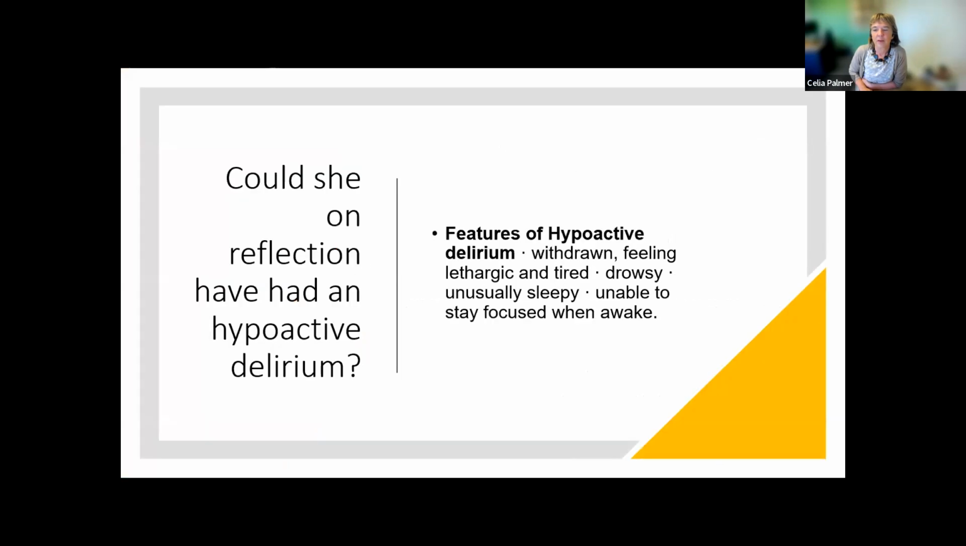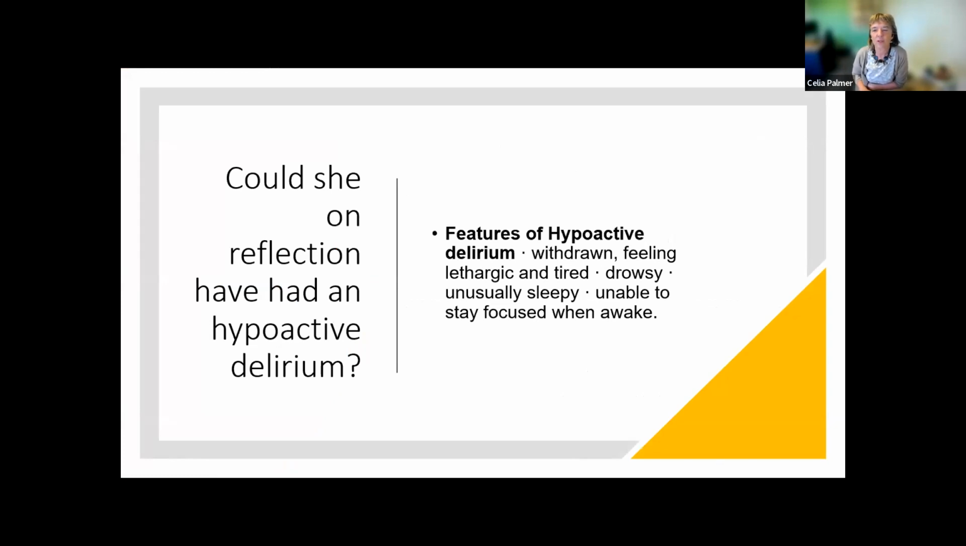So I guess part of the reason that I brought this case forward is, were we looking at a hypoactive delirium in this case? And I think in some ways it's academic, but it's also another way of us thinking about how we treat and manage people, which might be important to pick up. So I think the key feature that she had that would be common in a hypoactive delirium is really that drowsiness and being unusually sleepy, unable to stay focused when awake.